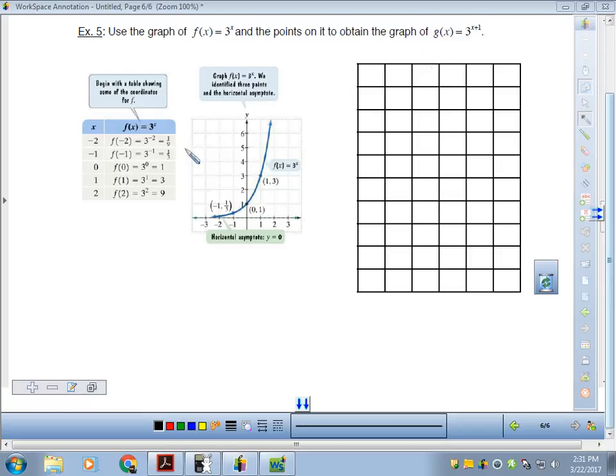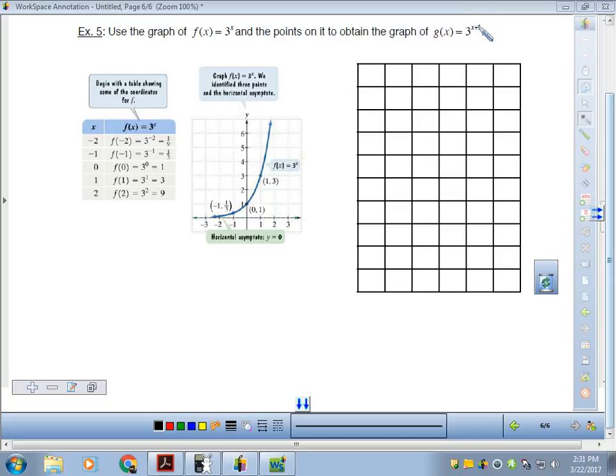And they were even really nice. They actually gave us a table of the points. So for 3 raised to the x, when x is negative 2, the y is 1/9. When x is negative 1, the y is 1/3, etc., etc. Okay? So this is my table of values for the original function. But we have a transformation here. There's a plus 1 up here in the exponent.